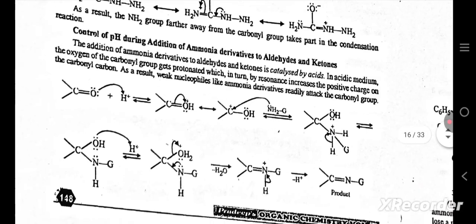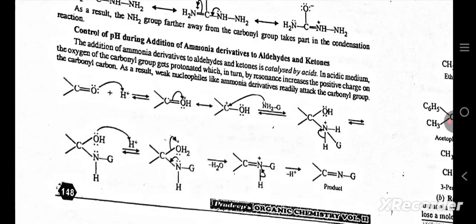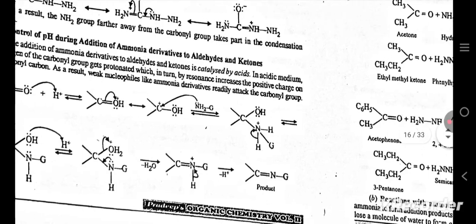Control of pH during addition of ammonia derivatives to aldehydes and ketones. The addition of ammonia derivatives to aldehydes and ketones is catalyzed by acids. In acidic medium, the oxygen of the carbonyl group gets protonated, which in turn by resonance increases the positive charge on the carbonyl carbon. As a result, weak nucleophiles like ammonia derivatives readily attack the carbonyl group.